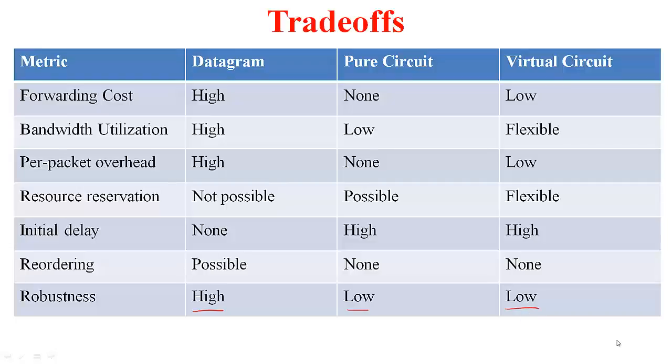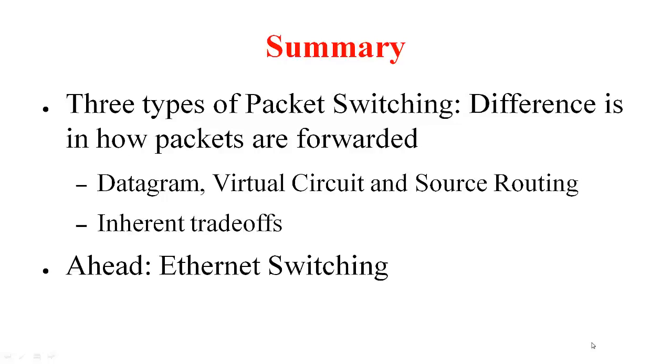A point I should mention here is even though virtual circuit was proposed as a compromise between pure circuit and datagram switching, it never really caught on in the internet because this is rather complex. So to this day, there isn't really that much support for real-time applications in the internet, but this is an ongoing research area. So to summarize, there are three types of packet switching that we saw: datagram, virtual circuit, and source routing. And there are inherent trade-offs between all these techniques.